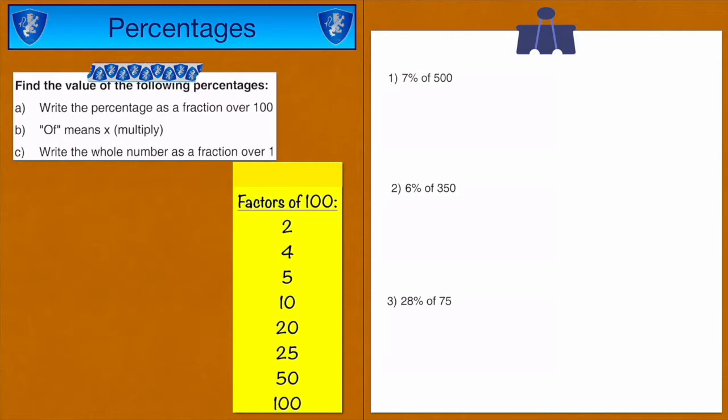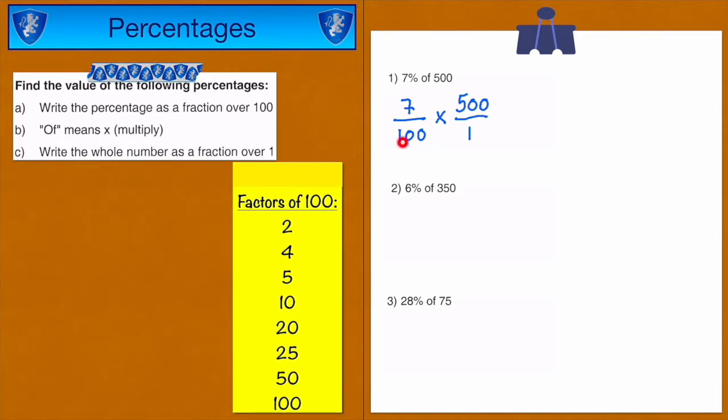So we have to write this sum out again before we start. So 7% means 7 out of 100. Of means times, and 500 we write as 500 over 1. Now we've just got a straightforward multiplication to work out.